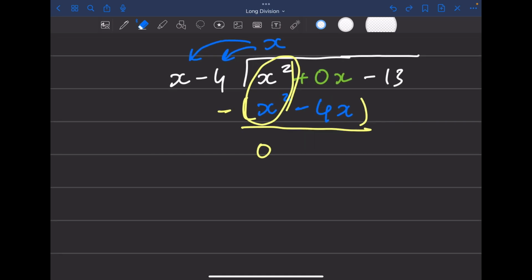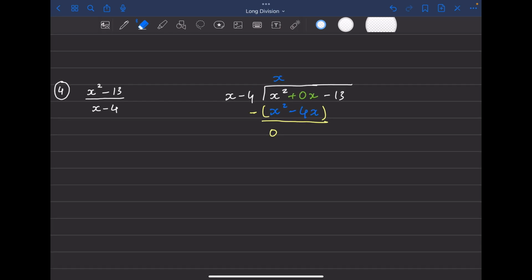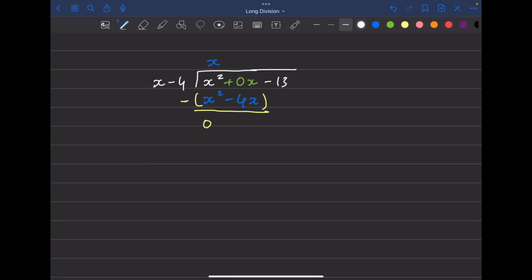I'm going to erase it, okay, and then I'm going to erase these arrows. And then after that, 0 minus negative 4x, not x, 4x. This is the exact same as 0 plus 4x, which is just 4x. And so I'm going to write plus 4x down here.